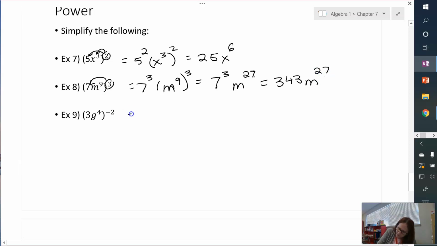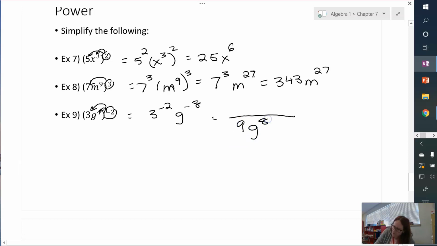Okay, last one. This time we've got 3g to the 4th, all raised to the negative 2. Let's apply this exponent to everything inside. So I get 3 to the negative 2, g to the negative 8. Now I'm going to have to move these downstairs because they both have negative exponents. So when I do that, I get 3 squared, which is also 9. So I'm just going to write in 9.